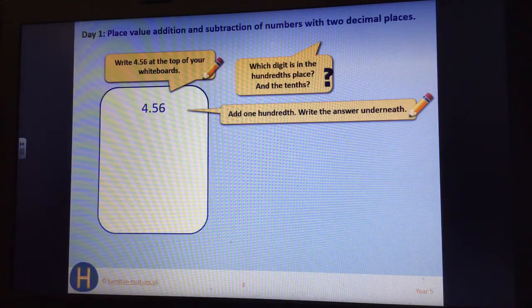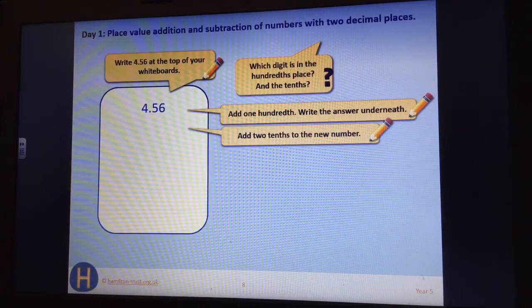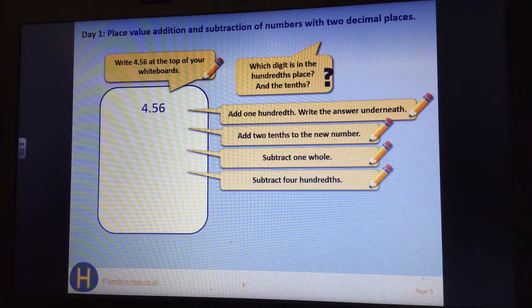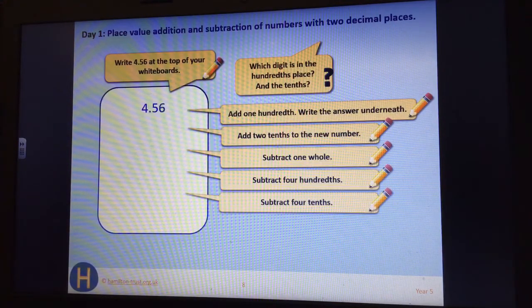Then I would like you to add 2/10ths to this new number. I would now like you to subtract 1 whole. That means the number from the ones column. 1 whole. Subtract 4/100ths. Hopefully you've got it right so far. I'll tell you what the great answer is at the end. Subtract 4/10ths is the next one.